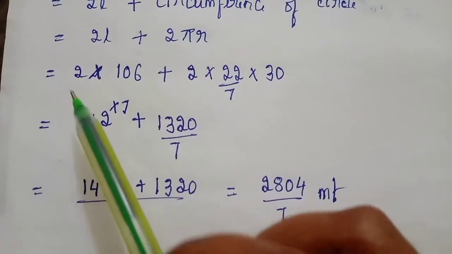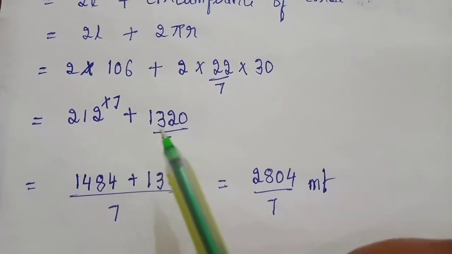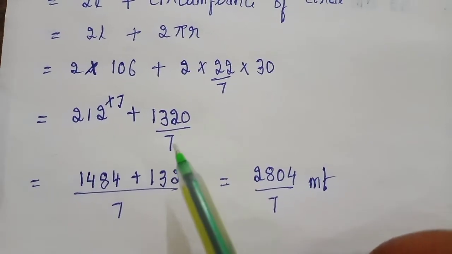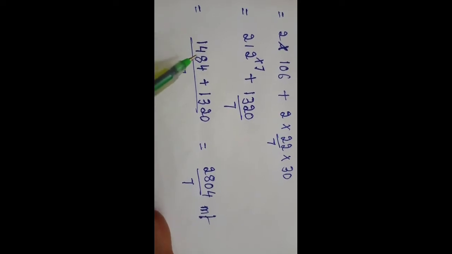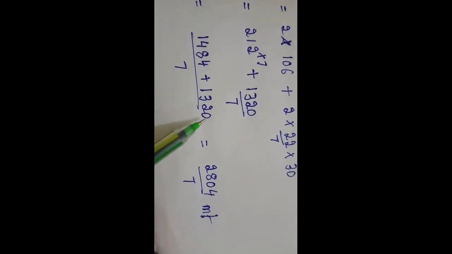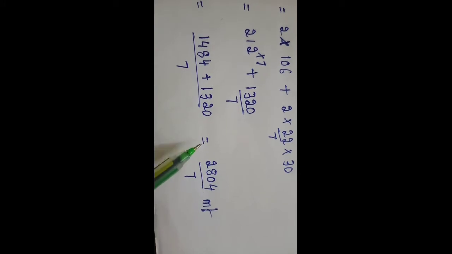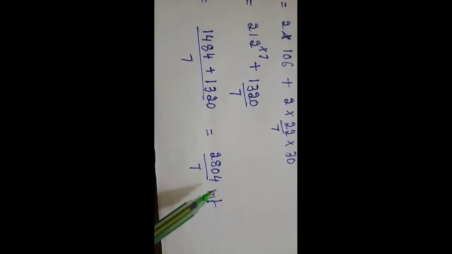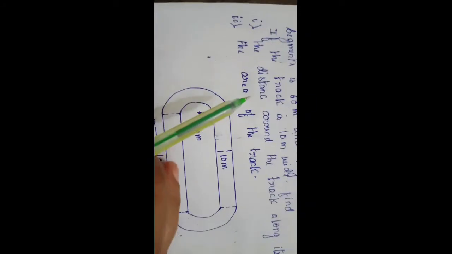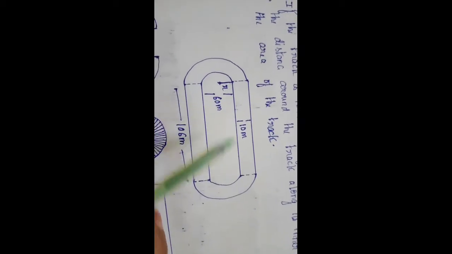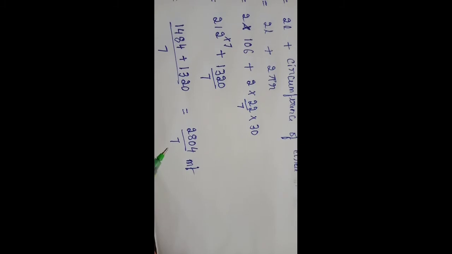So multiply 106 into 2, you get 212 plus 1320 by 7. After taking LCM, we get 1484 plus 1320 divided by 7 equals to 2804 by 7 meter. So this is the distance. What they asked here, the distance around the track along its inner edge. So that is 2804 by 7 meter. Now let us start the second sub question.